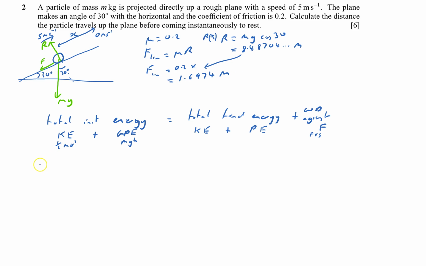So we've got a half m. The initial velocity is 5, so we times 5 squared, plus gravitational potential energy, which we take to be 0, equals kinetic energy at the end. It comes instantaneously to rest, so nothing, plus m times g times h, which is our vertical component of the height, which is that bit there. The angle is 30 degrees, so that'll be x sine 30. That's x sine 30 plus the work done against friction.